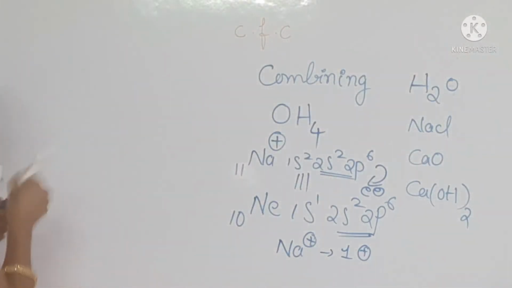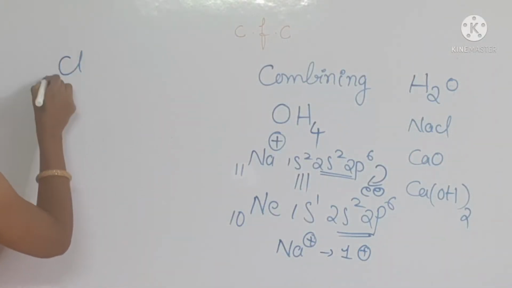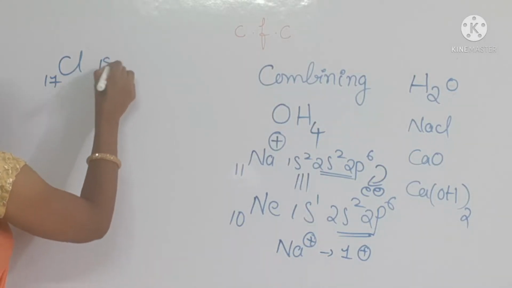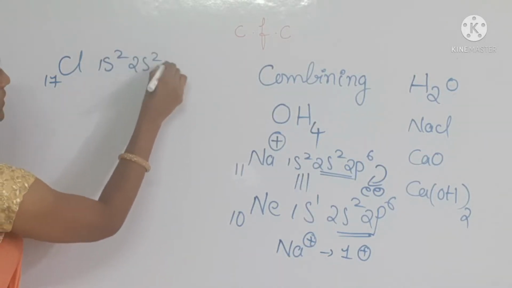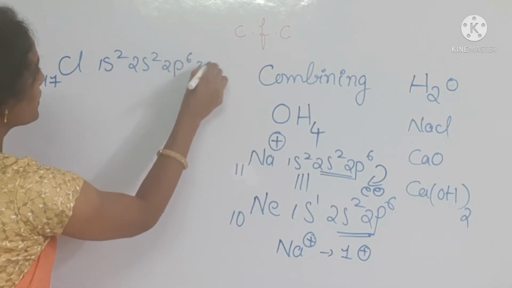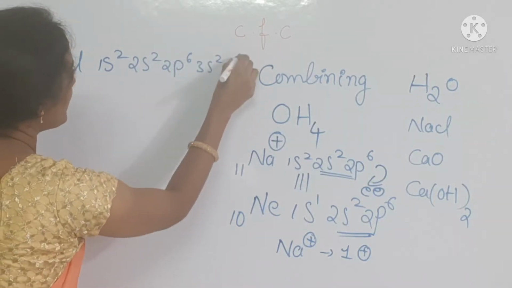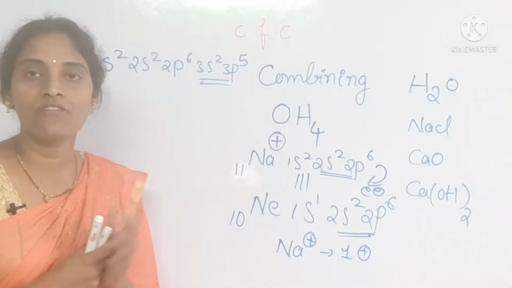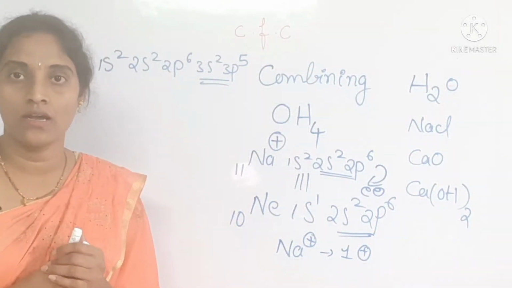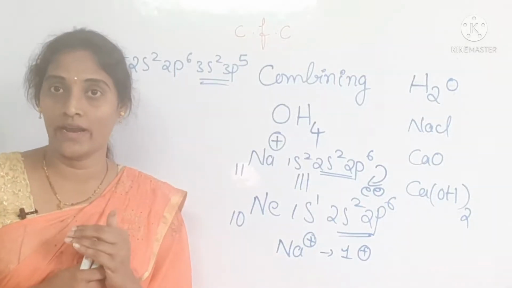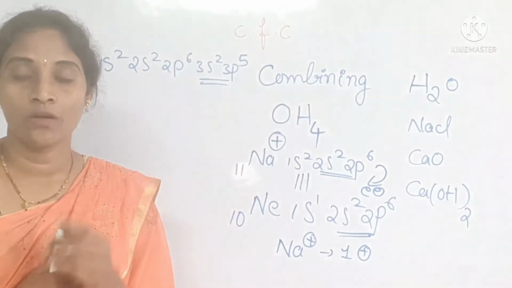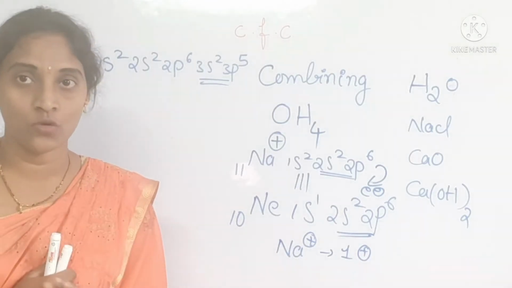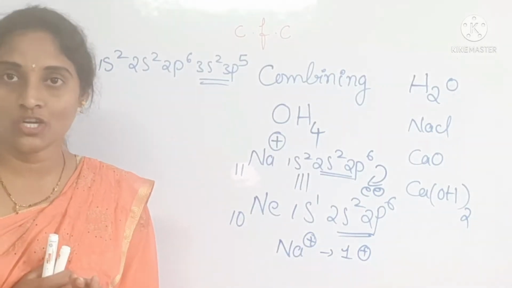Coming to one more example, you can take chlorine. Chlorine's atomic number is 17. Its electronic configuration is 1s2, 2s2, 2p6, 3s2, 3p5, students. See, chlorine has 7 electrons in its outermost shell. At that time, chlorine wants to get a noble gas configuration. By getting one electron, it will have 8 electrons in its outermost shell. So that is the stable configuration.